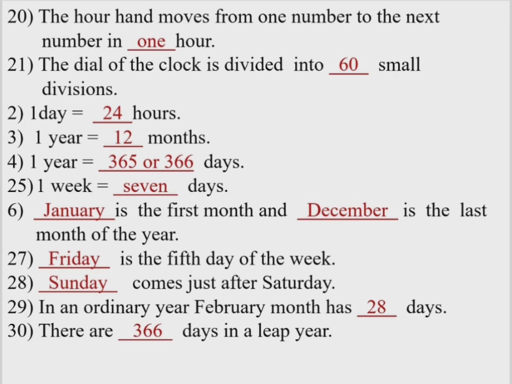So 25th, 1 week is equal to 7 days. 26th, January is the first month and December is the last month of the year. 27th, Friday is the 5th day of the week. 28th, Sunday comes just after Saturday. 29th, in an ordinary year, February month has 28 days. 30th, there are 366 days in a leap year.